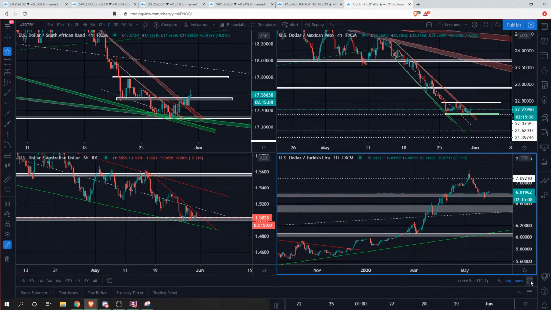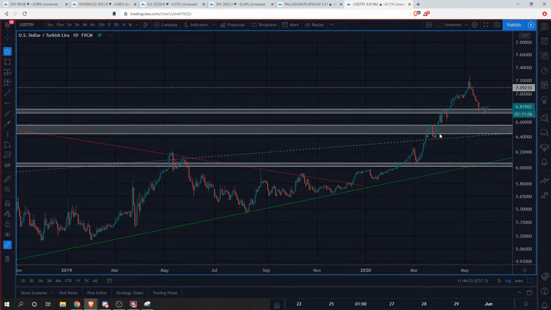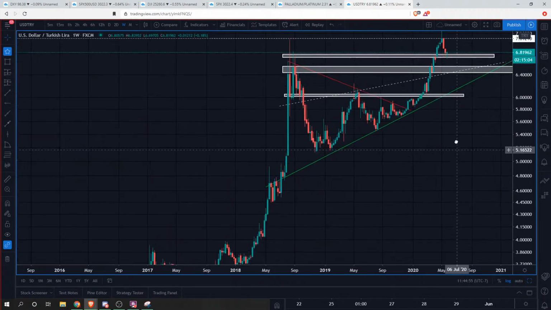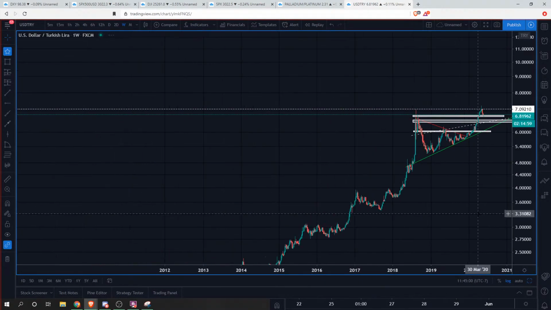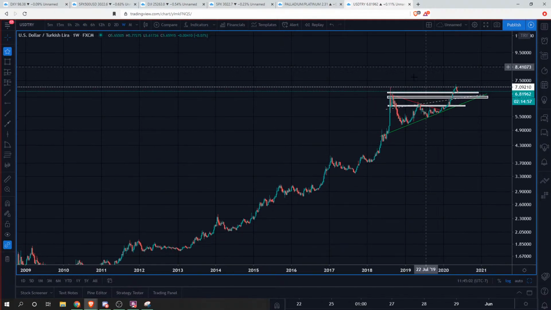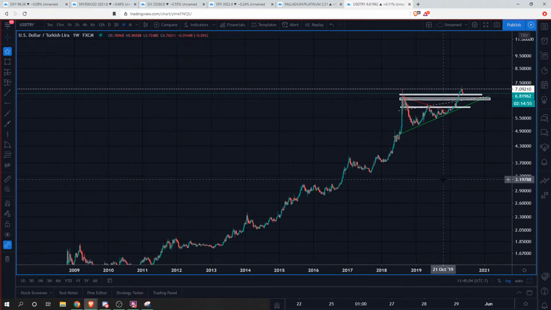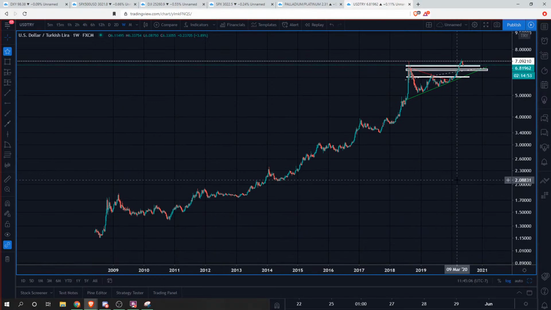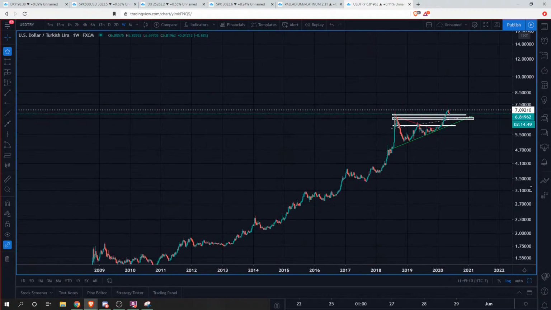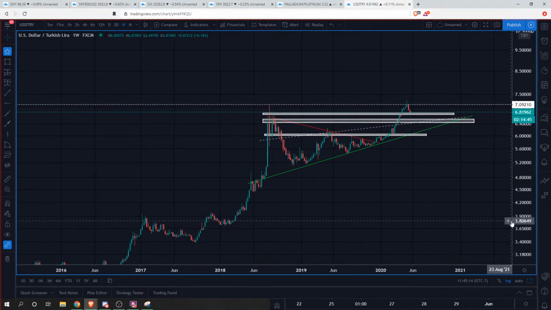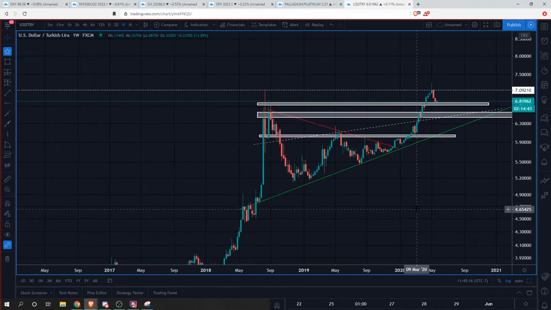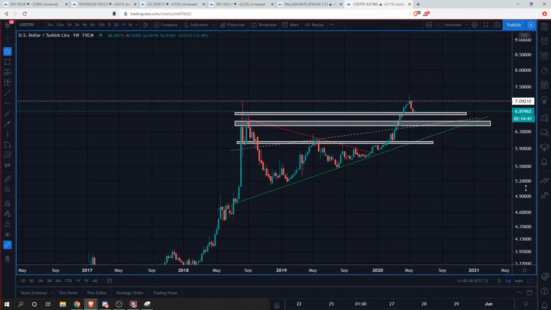All right, so I'm going to stick with the weekly here because this is an extremely large time frame symmetrical triangle that broke out to the upside and is retesting the previous resistance as a new level of support, which is extremely bullish. So the Turkish lira has been doing awful compared to the United States dollar, just absolutely demolished, and it's only looking like it's going to get worse from here, really. And if there is strength in the United States dollar, the Turkish lira is going to get absolutely demolished.